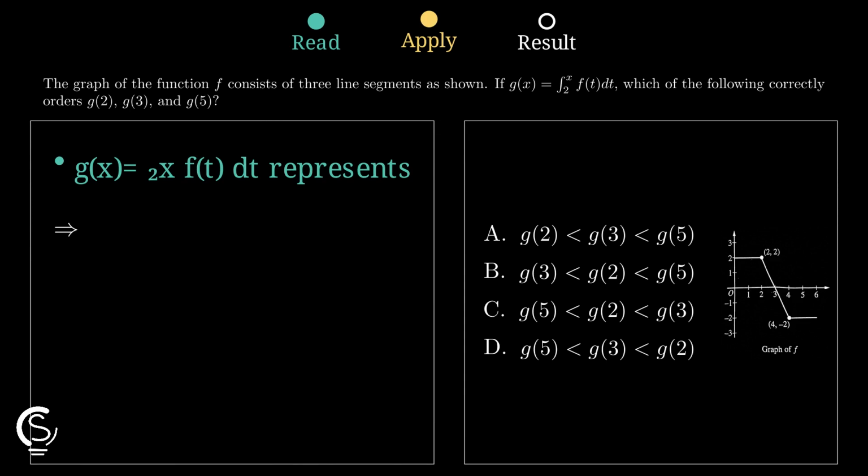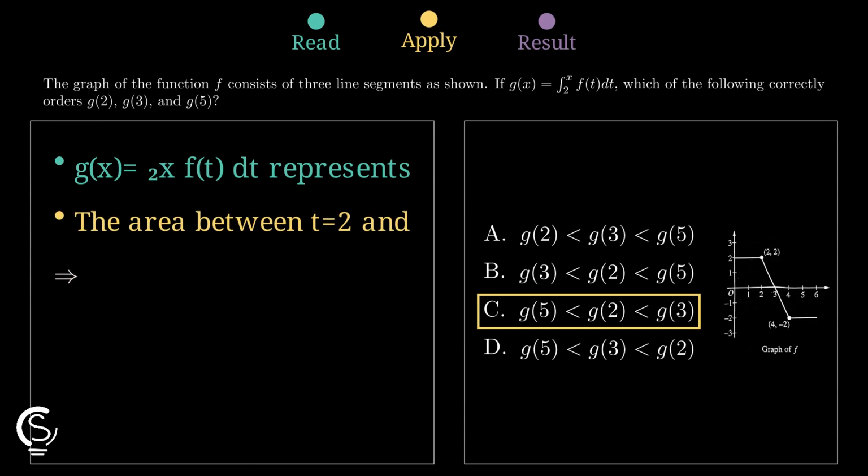Then from 2 to 3, the graph creates positive area, so g of 3 is greater than 0. From 2 to 5, the negative area outweighs the positive, so g of 5 equals negative 2, while g of 3 equals 1 and g of 2 equals 0, giving g of 5 less than g of 2 less than g of 3.